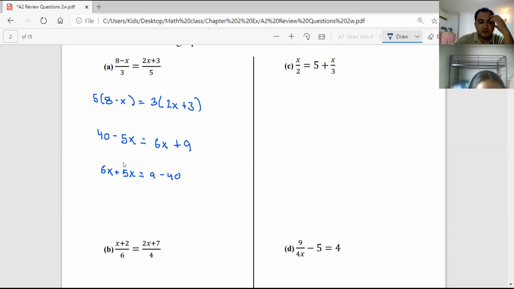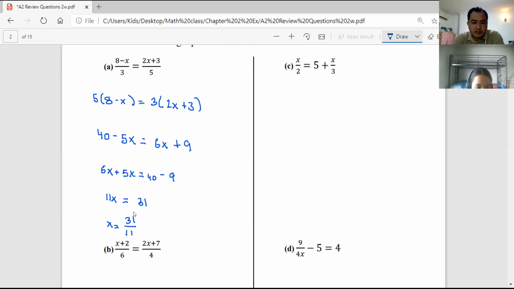And Shahina, you are taking 9 to the left-hand side. It will be 40 minus 9. 40 minus 9. Okay. 6x plus 5x, that is 11x equals 40 minus 9, that is 31. So 1x equals 31 over 11.